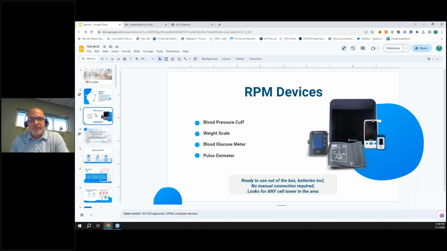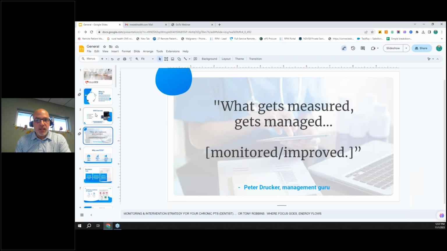There's no Wi-Fi or Bluetooth to connect to. They just look for the closest cellular tower in the area. So we deploy those devices with that cellular chip. And in my 2.5 decades, I guess, of management leadership, I remember Peter Drucker, management guru, who said, what gets measured gets managed, and therefore what gets measured gets improved.